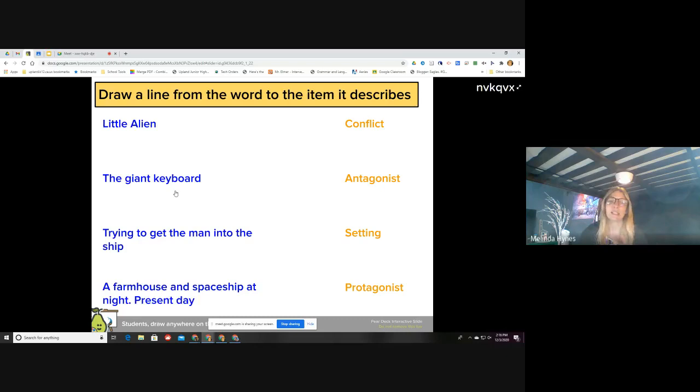And that's what makes this keyboard an antagonist for him, because he doesn't know how to use it properly in order to do the job that he needs to. And that's what creates our conflict.